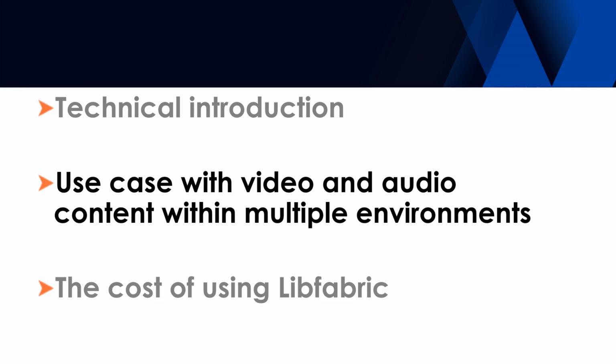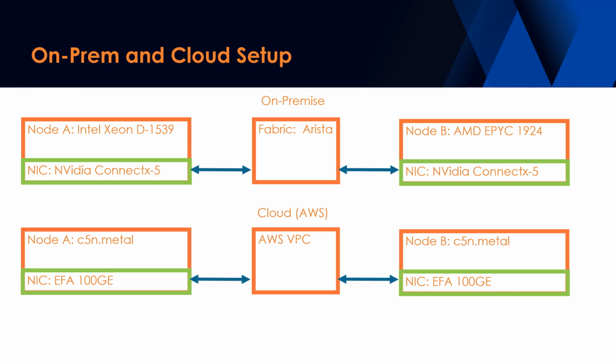Simple enough. So how is it relevant for video and audio? We did two simple use cases. On-prem, we had two nodes using NVIDIA ConnectX-5 NICs through an Arista fabric. And on the cloud, we used AWS EC2 instances that had EFA enabled through a simple VPC. Mind you, on these two setups we ran the same code, the same binary. We didn't change anything.